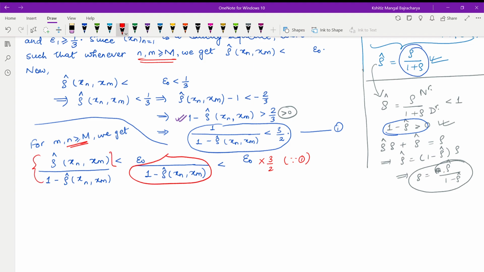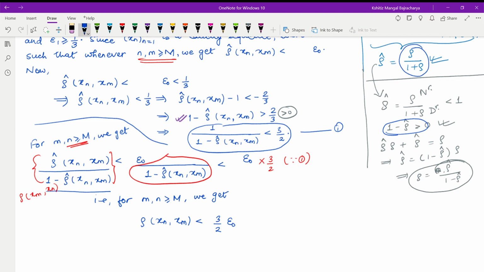And this thing right here is simply rho xm xn. Alright, so what are we going to get? That is, for m and n greater or equal to m, we get rho xn, sorry, we don't have this arrowhead or cap or hat, whatever that's called, to be less than 3 by 2 epsilon naught. It's perfectly okay to work with this 3 by 2, but I prefer getting epsilon or epsilon naught in the end.